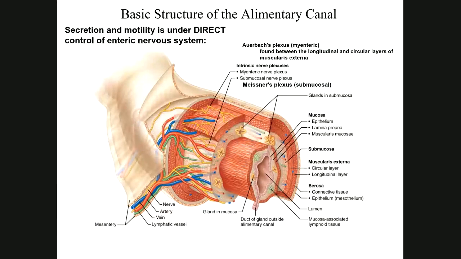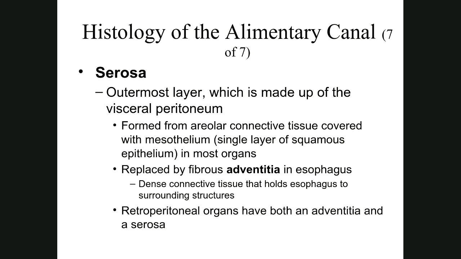And they also have some organs that have both. They can have adventitia and the serosa. We call those retroperitoneal organs.